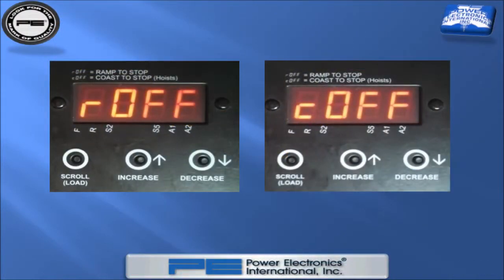If your drive is powered up and in its default idle state, you will see the word OFF displayed, with either a lowercase r or C in front of it. That first letter tells you whether you are in ramp mode for travel motion or coast mode for a hoist. When you see this on the display, the drive is in its normal idle state, and this means the drive is ready to run when it receives input from your controls. Think of this off screen as like your home screen.